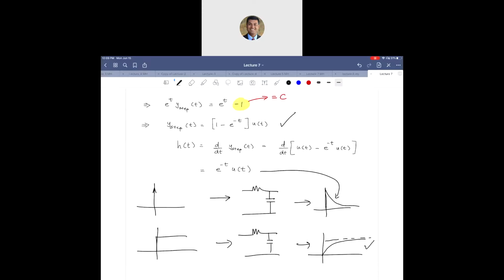So by using differential equations, and by using some circuit techniques, in this case Kirchhoff's voltage law, we were able to find the impulse response of this RC network.